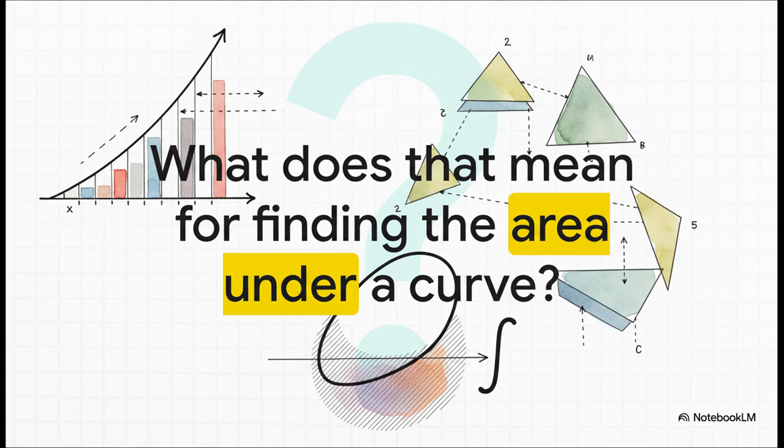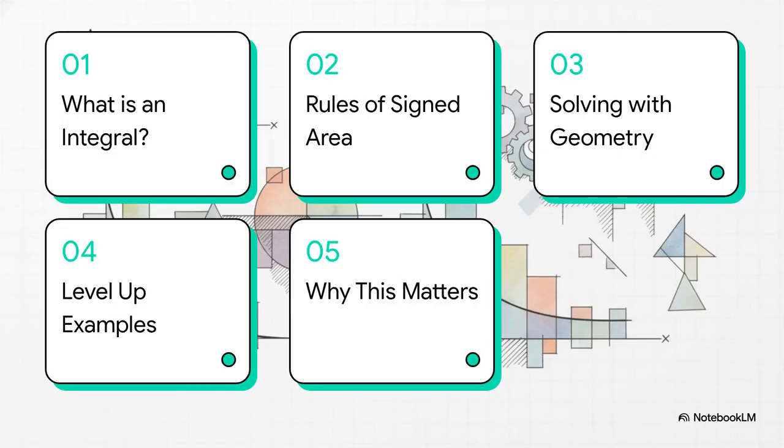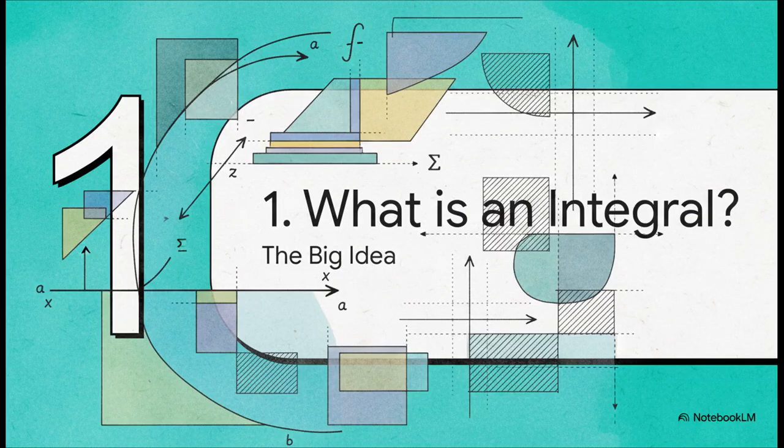How does this concept of accumulation help us find the area that's trapped between some function and the x-axis? Well, that is the exact question we're here to answer. So here's how we're going to do it. First, we'll cover the big idea of what an integral really is. Then, we'll get into the super simple rules of what's called signed area. After that, the fun part. We're going to use basic geometry to solve some integrals. Then, we'll tackle some more advanced examples, and finally, we'll talk about why this way of thinking is so incredibly important.